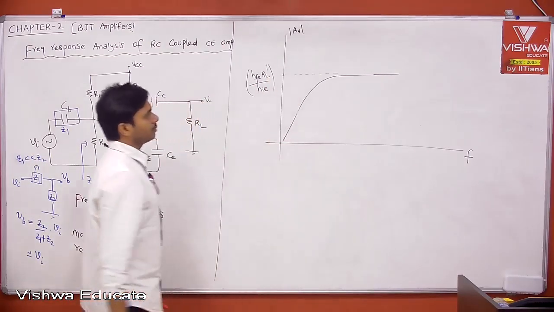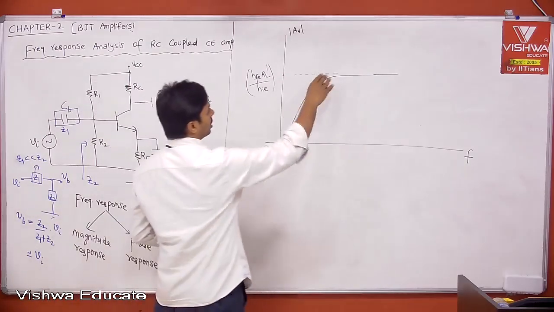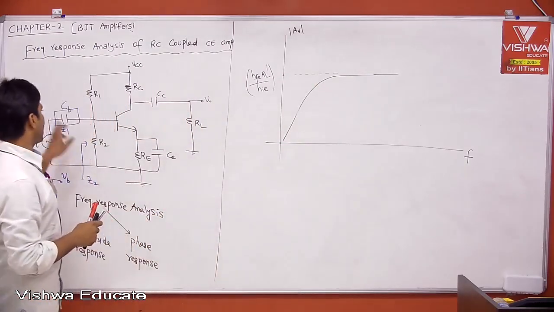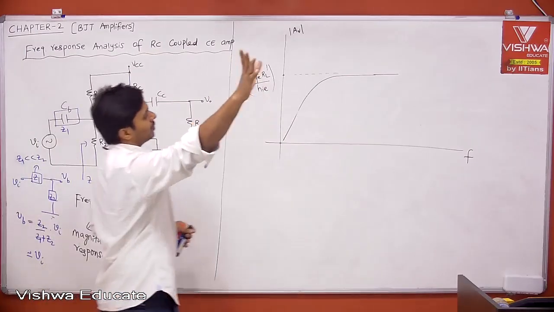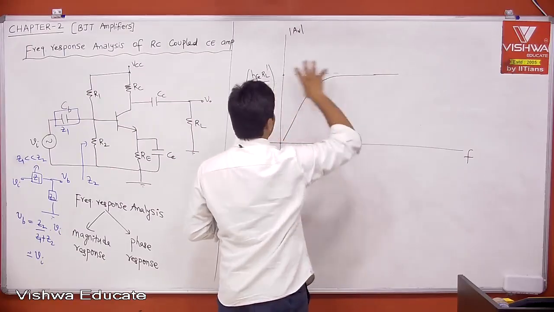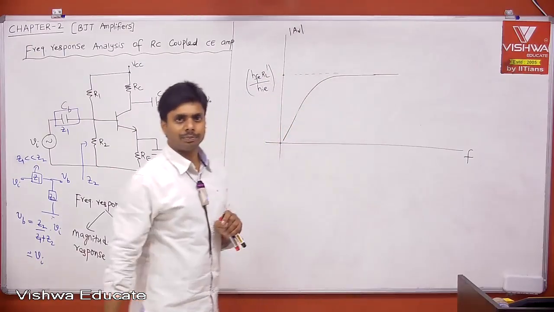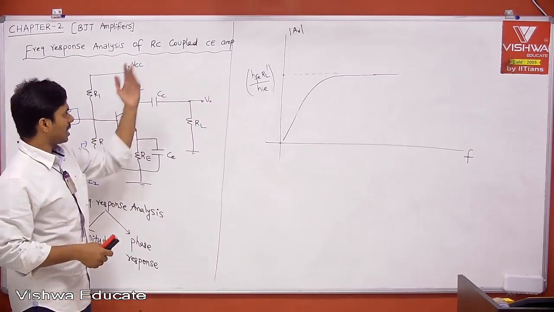This is the voltage gain. Now, why is the gain changing? The gain is changing because of coupling capacitors. If you increase the frequency, at a particular frequency onwards, your gain is what we are expecting. Yes, it is matching the H parameter model gain.